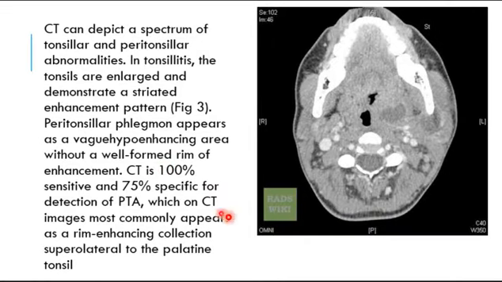These are the tonsillar and peritonsillar abnormalities. In case of tonsillitis, the tonsils are enlarged. They demonstrate a striated enhancement pattern. The peritonsillar phlegmon appears as a vague hypoattenuating area without a well-formed rim of enhancement. CT is 100% sensitive and 75% specific for the detection of the peritonsillar abscess, which on CT most commonly appears as a rim-enhancing collection superolateral to the palatine tonsils, as we said. It's demonstrated well here: hypoattenuating with rim enhancement, just at the site of the tonsils and left tonsillar area.